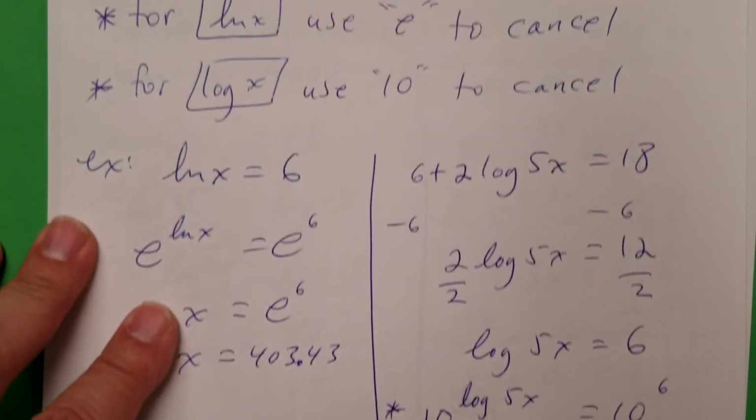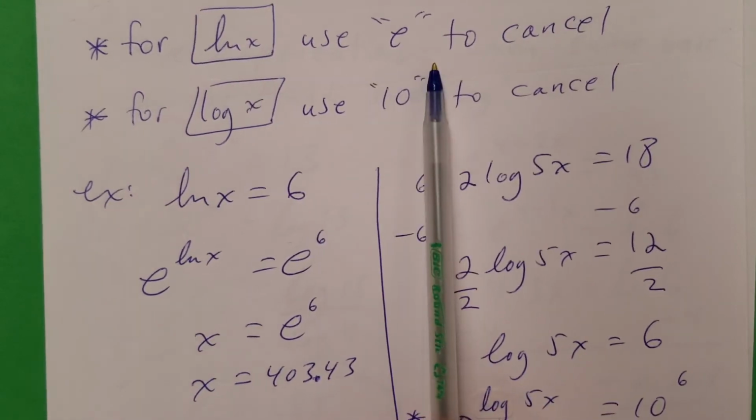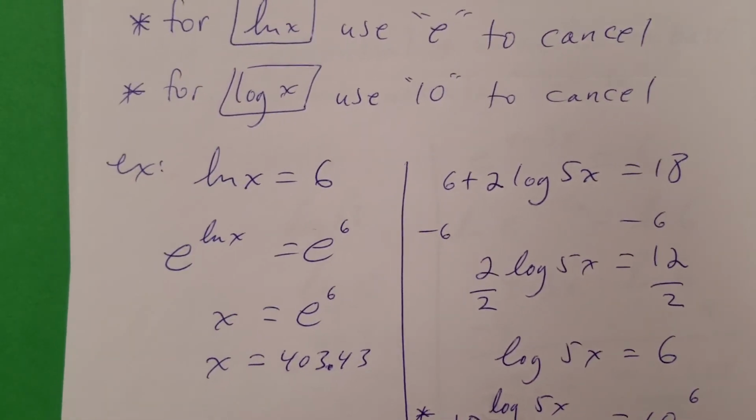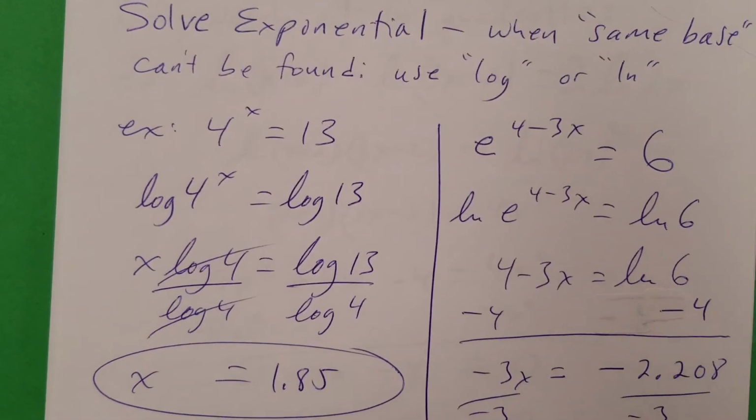So what we learned here was that the ln can be canceled with an e, and the common log can be canceled with a 10.